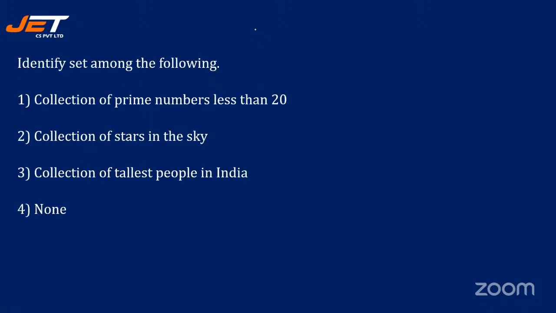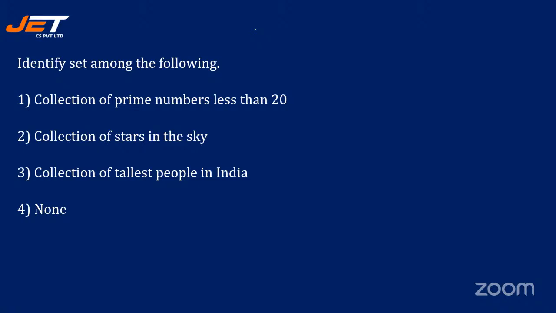All right. See the next question. Identify the set among the following. Collection of prime numbers less than 20. Collection of stars in the sky. Collection of tallest people in India, or it is none. Actually it should be well defined. For the collection of tallest people in India, there are many people who are tall, so that is ruled out. It cannot be a set, because a set must have well defined elements.